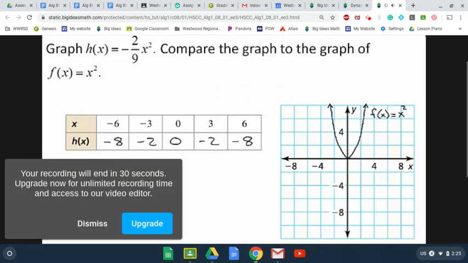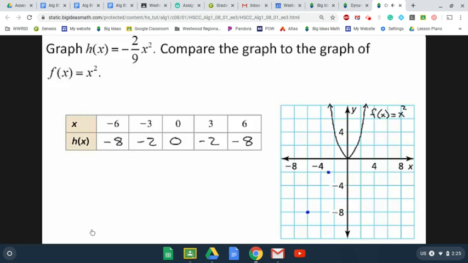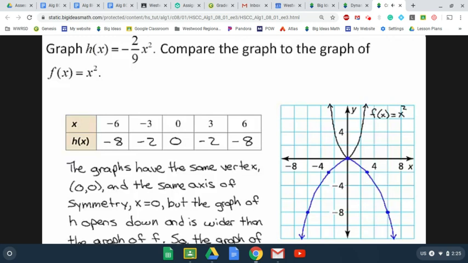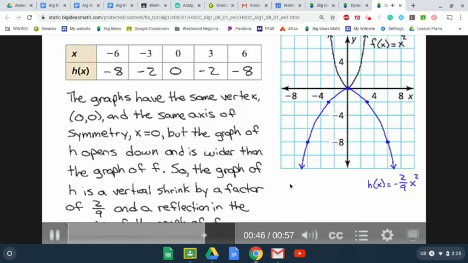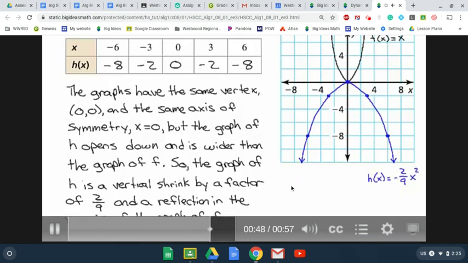Next, plot the ordered pairs -6, -8, -3, -2, 0, 0, 3, -2, and 6, -8. Then draw a smooth curve through the points. The graphs have the same vertex 0, 0 and the same axis of symmetry x equals 0, but the graph of h opens down and is wider than the graph of f. So the graph of h is a vertical shrink by a factor of 2/9 and a reflection in the x-axis of the graph of f.